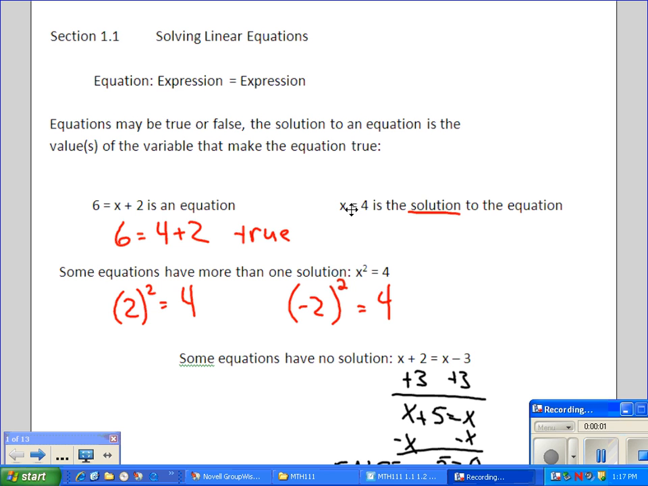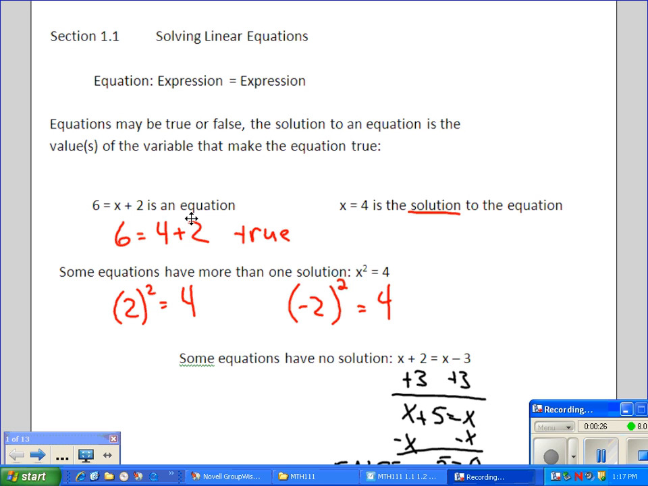Solving linear equations. Hopefully all the material in this particular lecture will be very familiar to you, and just to help you get up and running and remember some of the terminology. So an equation is when you have an expression equal to another expression. It is important that you have an equal sign if you have an equation. For example, 6 equals x plus 2 is an equation.